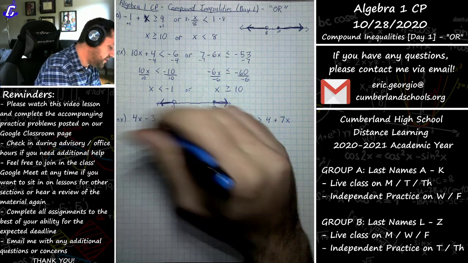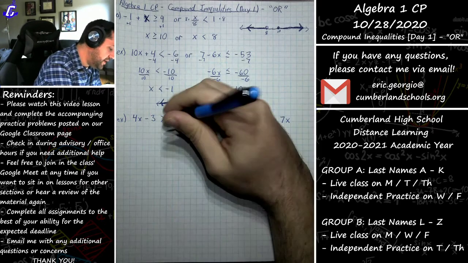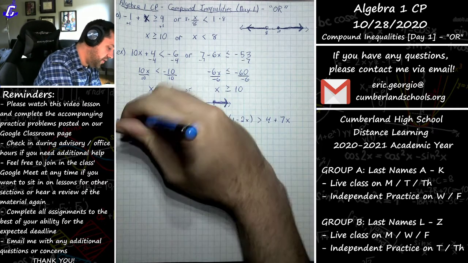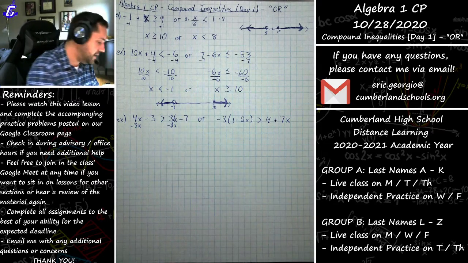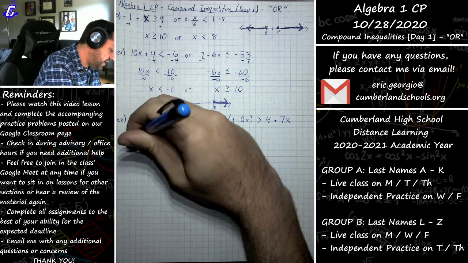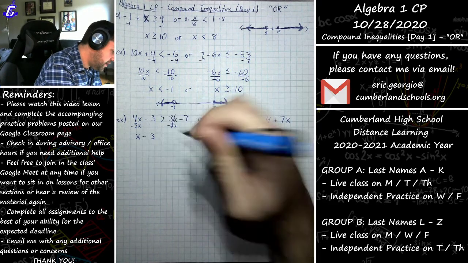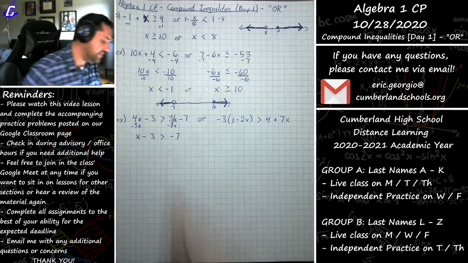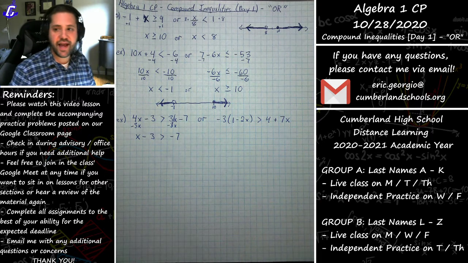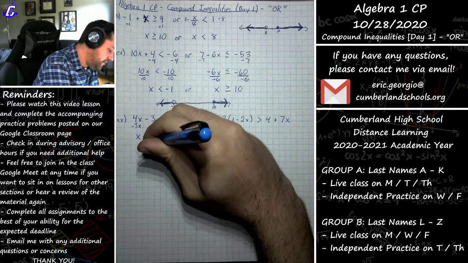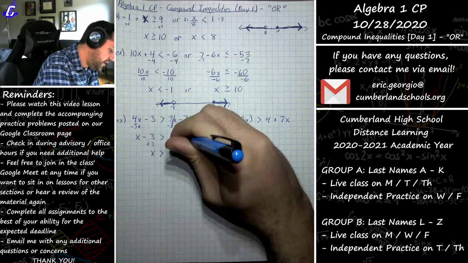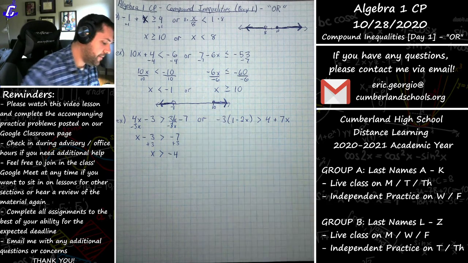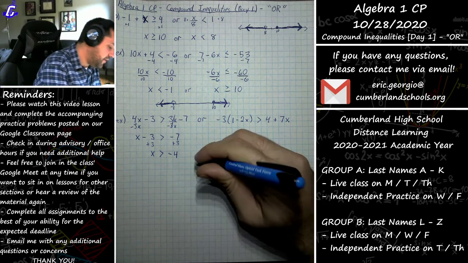So in order to deal with this, I would probably elect to subtract 3x from both sides in order to eliminate the 3x here, right? Move all the variables to one side. It gives us 4x minus 3x is 1x minus 3 is greater than negative 7. And lastly, to get x alone, I would just add 3 to both sides. And I would say here that x is greater than negative 4. Okay? So that's our first condition.